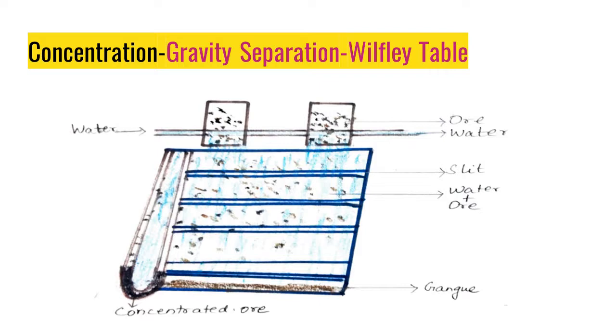table, get stuck in the slits and go to one corner of the table. The lighter gangue material is washed away by the water. So the gangue material goes to the bottom of the table and collects at one end, whereas the heavy ore particles which are stuck in the slits, due to the lateral movement of the table, go to another corner of the table and are separated. So we can separate heavy ore material and gangue materials using this Wilfley table method, a gravity separation process.